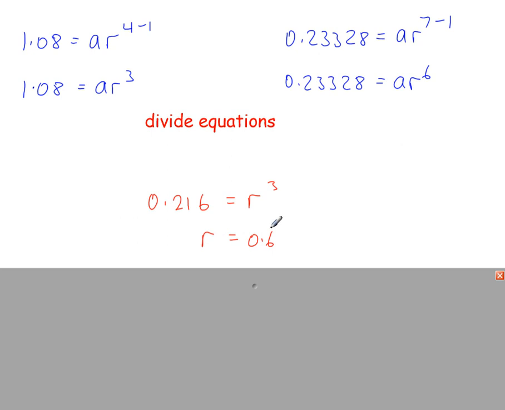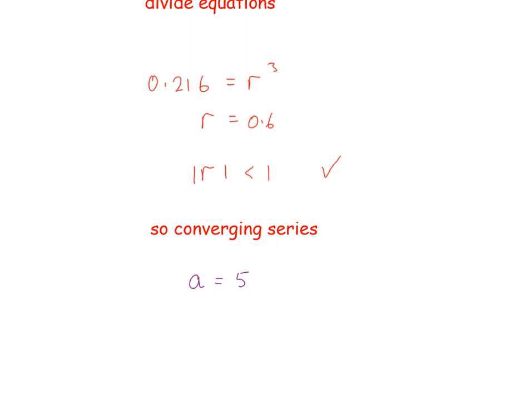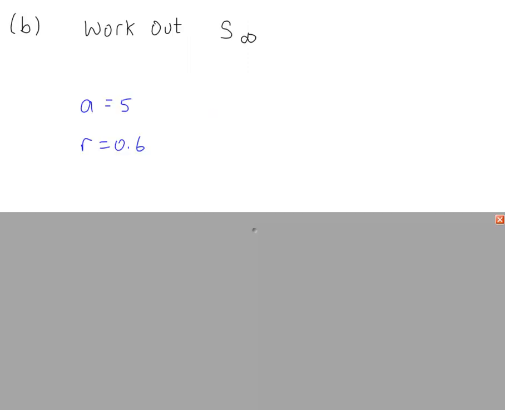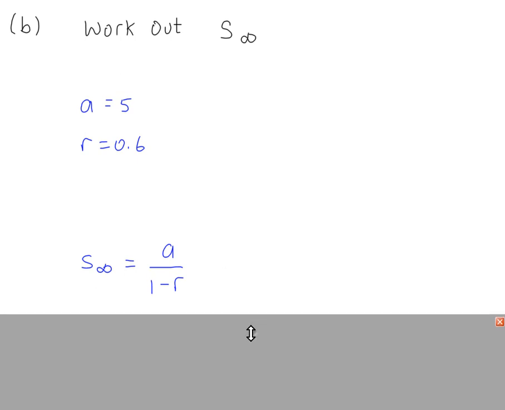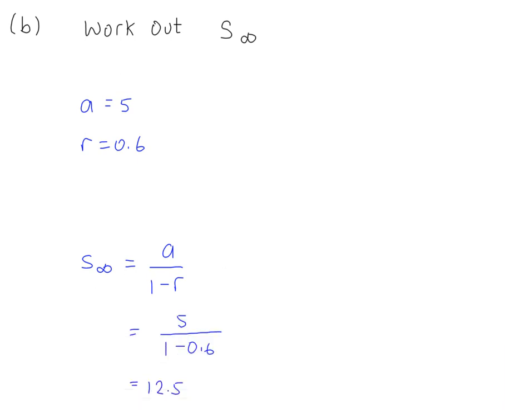convergent, and we can work out the sum of an infinite number of terms, and we can solve to work out the value of a from our simultaneous equations. So to work out the sum to infinity, we use our formula, substitute the values in, 12.5. So the sum of the series converges to 12.5.